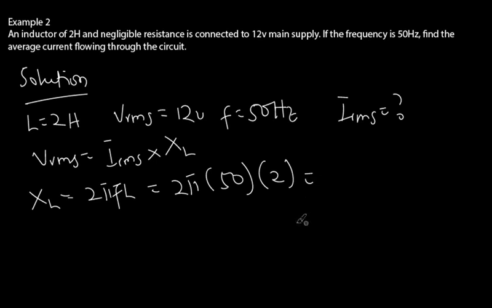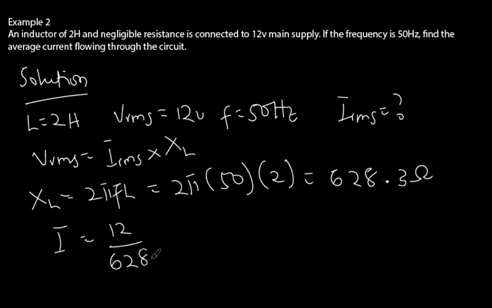If we input this into the calculator, we are going to get 628.3 ohms. Okay, so this is our inductive reactance. From there, we can just substitute our inductive reactance in place of this, and we get our current. So our current will be equal to our voltage, which is 12 volts over here, divided by our inductive reactance, which is 628.3.